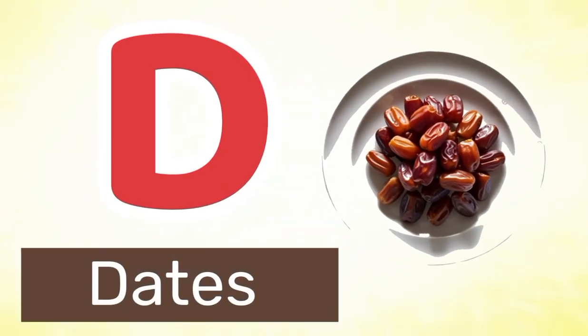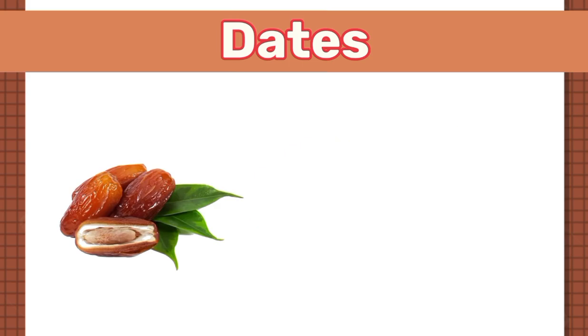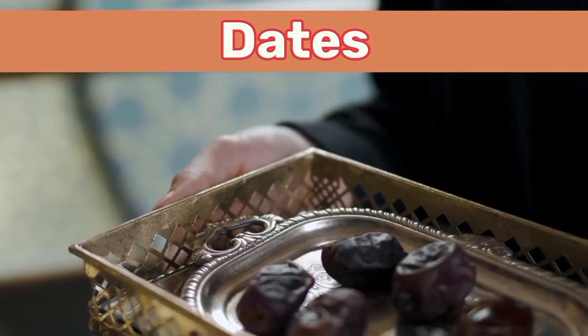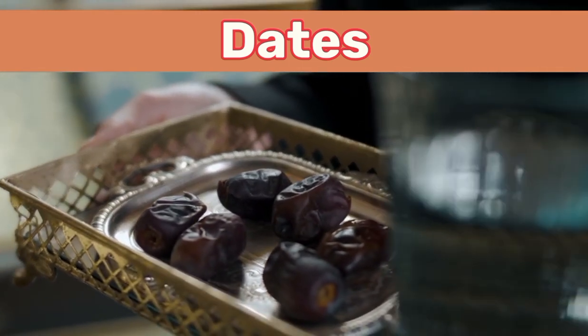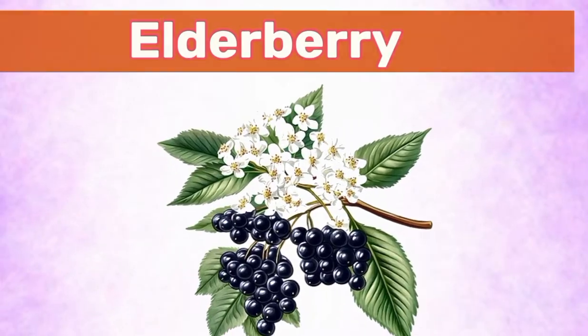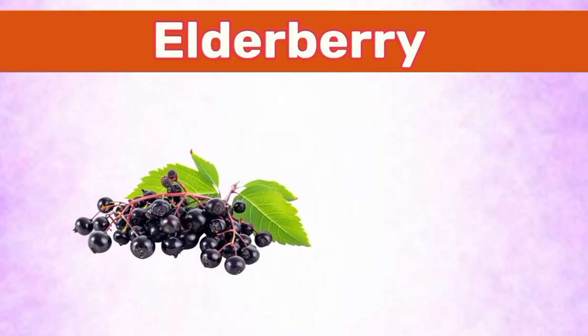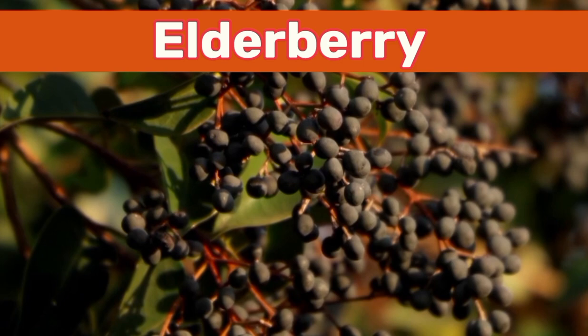D for dates. Dates. Dates are sweet. E for elderberry. Look, small purple berries.